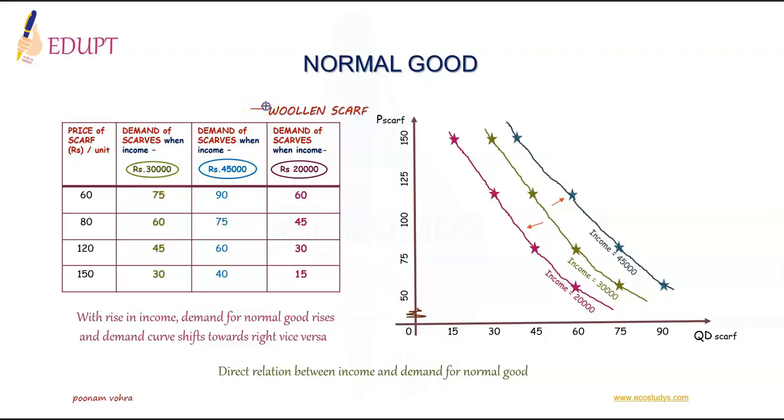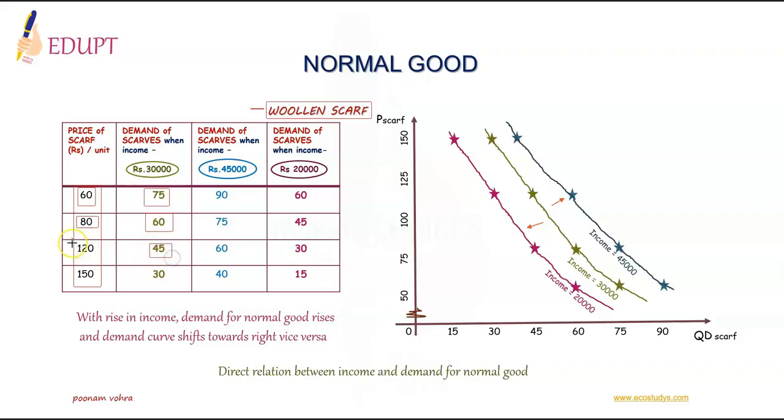Normal good taken here is woolen scarf. Price of the scarf and demand of scarves are given with different income levels. Let's understand. Price of the scarf remains same whatever may be the income, that is varying from 60 to 80 to 120 to 150. If income of the consumer is rupees 30,000, the consumer buys 75 units when price is 60 per unit. 60 units are purchased when price increases to 80 per unit.